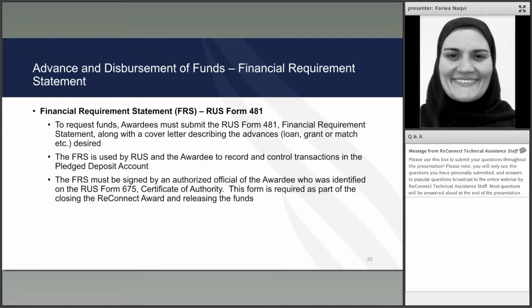Finally, the FRS must be signed by an authorized official of the awardee whose name and signature appears on the RUS Form 675. This form is called the Certificate of Authority, and this was one of the required forms that all ReConnect awardees had to complete and submit with their executed legal documents. The FRS will not be processed if it is signed by an individual whose name is not included on the 675 form.